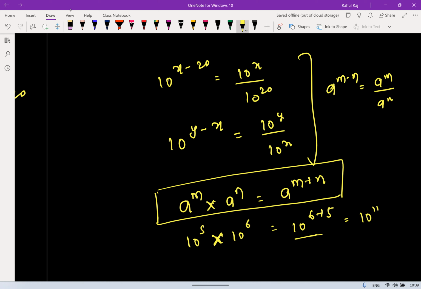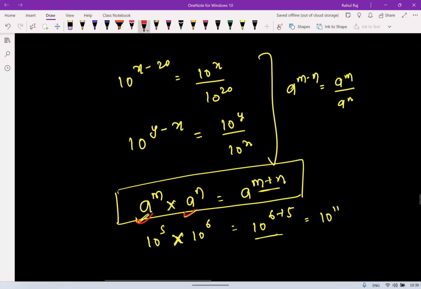I'm saying, if this is the equation, a to the power of m plus n, then you have to write it as a to the power m cross a to the power n. So imagine if you have got it.